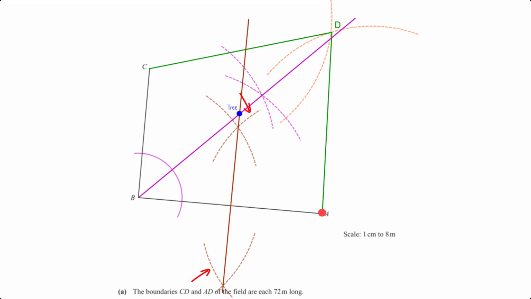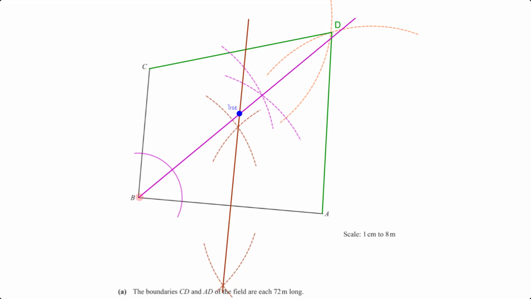Then we inscribe a set of arcs above and below AB. Using the same compass width, we stand at point B and inscribe another set of arcs above and below AB. From here, all we need to do is connect the intersection point of the arcs with a straight line. We've also been told that the tree is equidistant from AB and BC. This means we need to draw the angle bisector of the angle ABC.